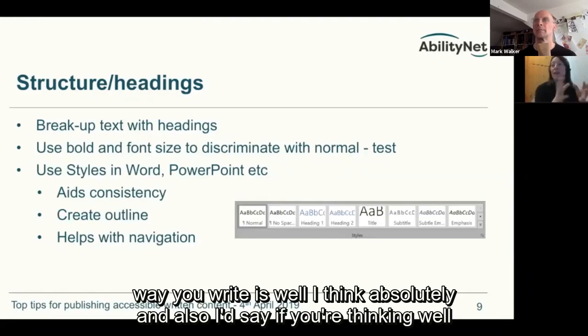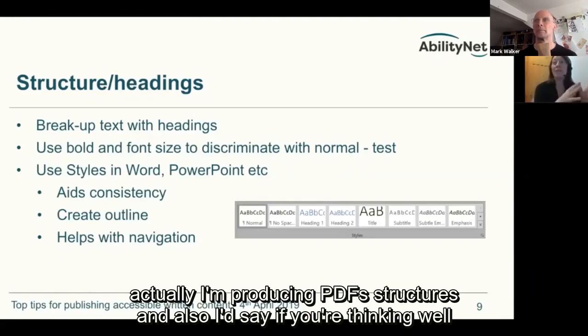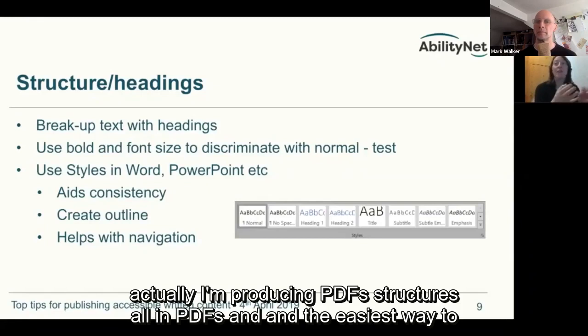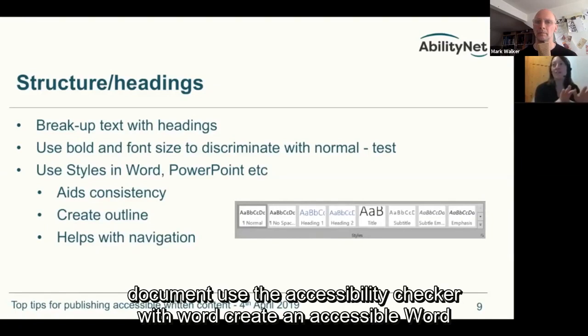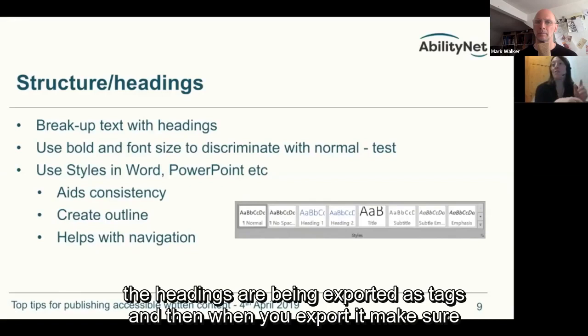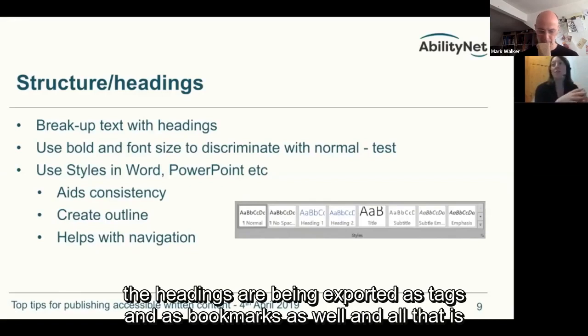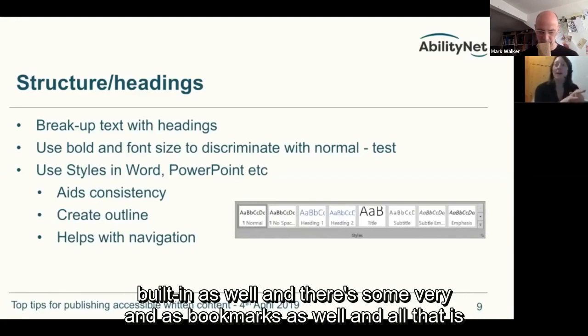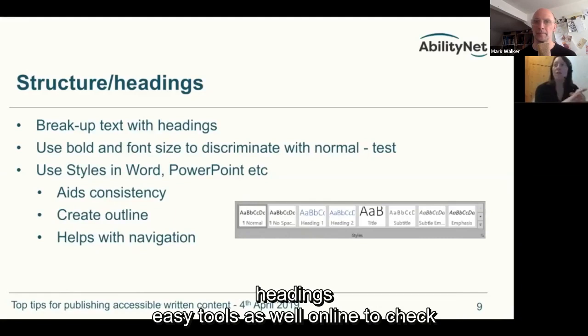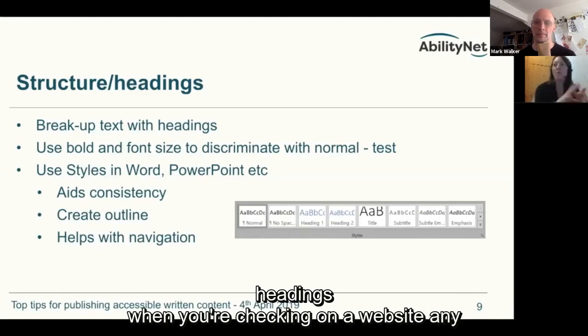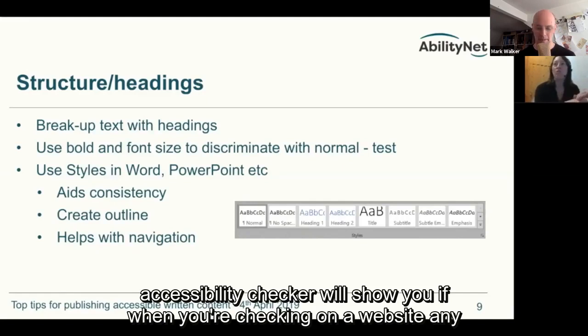Absolutely. And also I'd say, if you're thinking, well, actually I'm producing PDFs, that structure's all in PDFs, and the easiest way to create an accessible PDF is to start with Word, create an accessible Word document, use the accessibility checker, and then when you export it, make sure the headings are being exported as tags and as bookmarks as well, and all that is built in. And there are some very easy tools online to check headings. When you're checking on a website, any accessibility checker will show you if you've got a heading structure correctly.